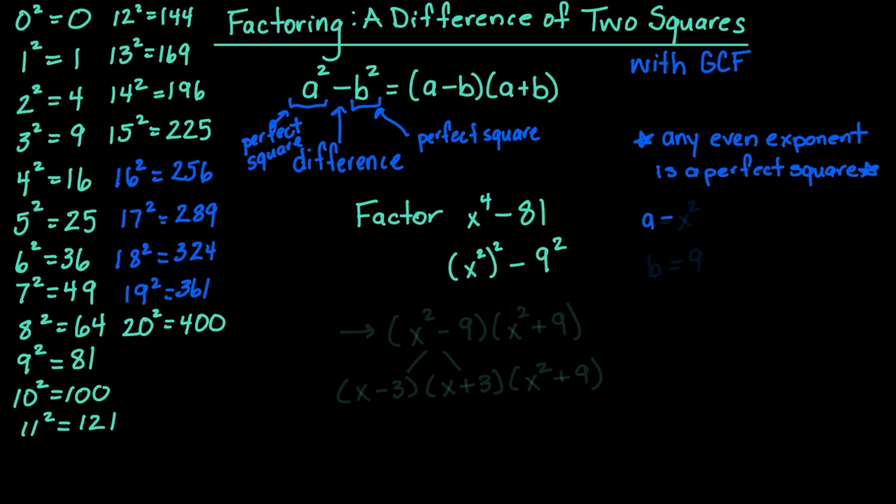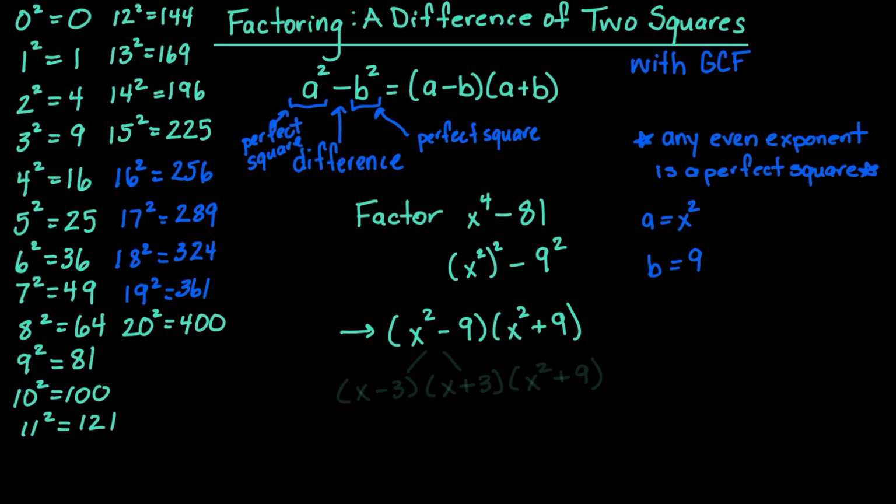So A is x squared and B is 9. So this factors to x squared minus 9, x squared plus 9. Always check. We have another difference of 2 squared. X squared is a perfect square and 9 is a perfect square.